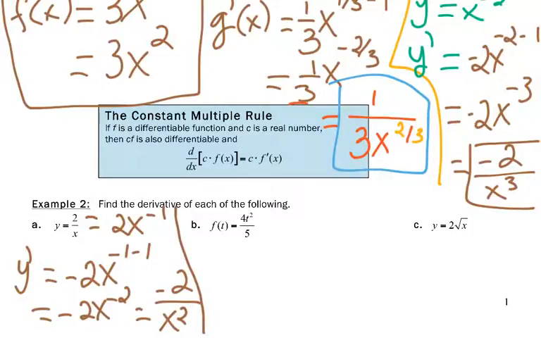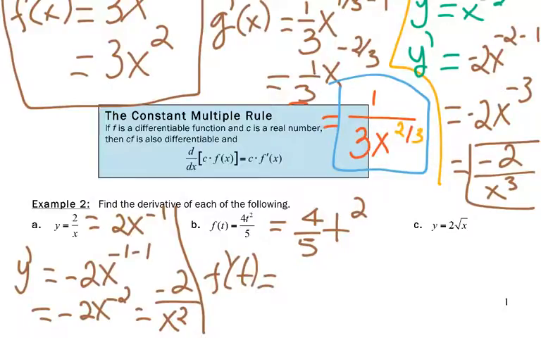Alright, the next one, if I'm going to rewrite this, it looks like a fraction. Rewriting it makes it easier for you to see which one I should multiply and which one I should not do anything with. So f prime, right? What I would do is take the exponent, which is 2, times 4 over 5, which gives me 8 over 5 t to the 2 minus 1, which would mean the equation is going to be equal to 8 over 5.